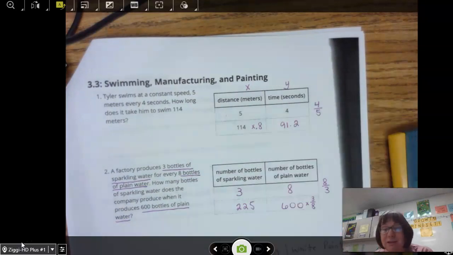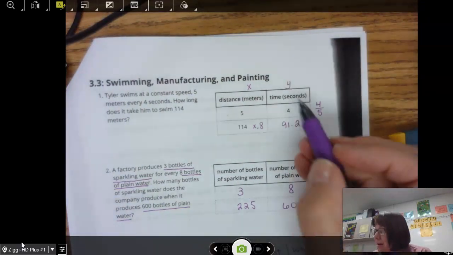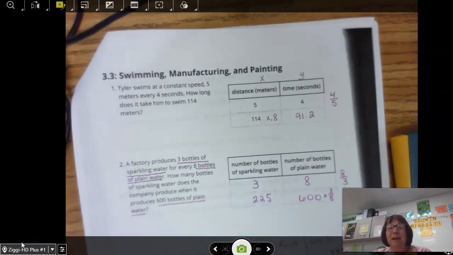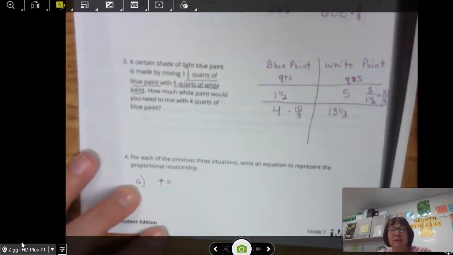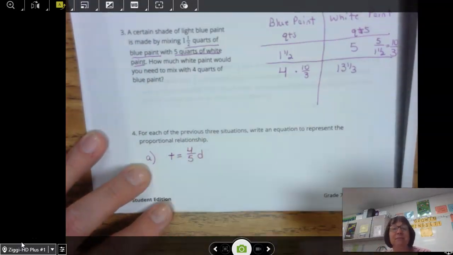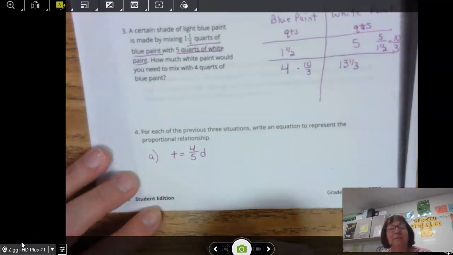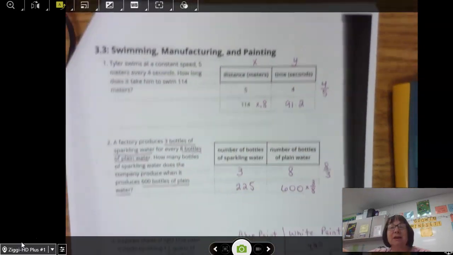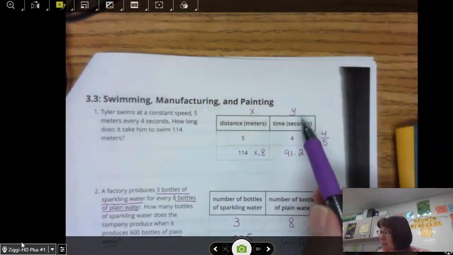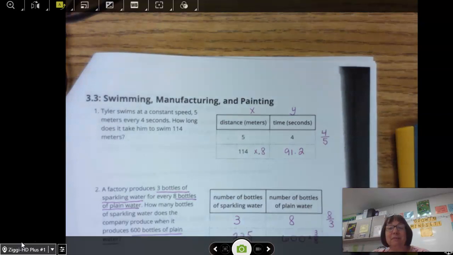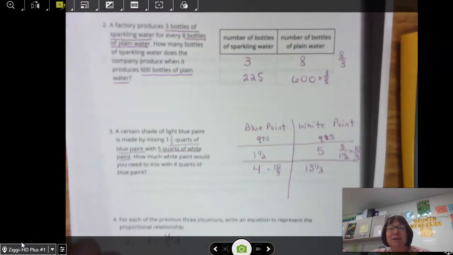So in the first case, y would be time. So we're going to say time equals 4/5, which was our constant, times the distance. Time equals 4/5 times the distance. Let's look at that one again. Time, this number, equaled 4/5 times whatever our distance was. That's what we did there. Or 0.8 is another way of saying 4/5.